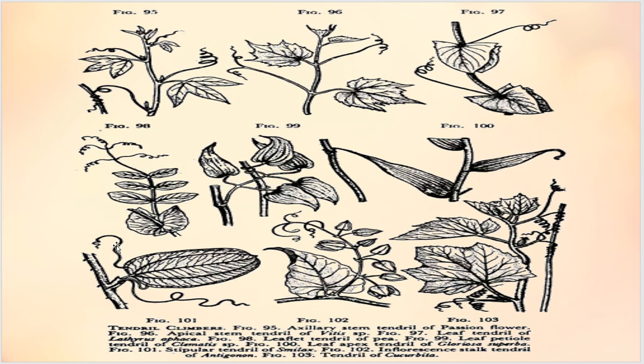Stipules are modified into tendrils. Stipules are the small leaf-like structures which are found below the leaf base. So this stipule will change into a tendril, so that is a stipular tendril in Smilax. And the inflorescence stalk is changed into a tendril in Antigonon.